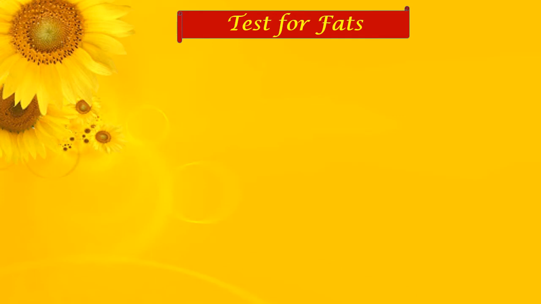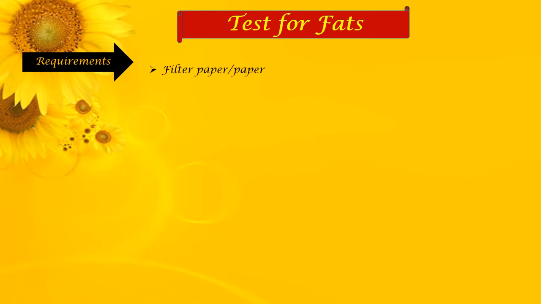Let us see the test for fats. So we can identify whether food particles contain fats or not. The requirements are very simple: filter paper or a normal paper, and a food sample. Food sample, in the sense that we saw some examples of food items that contain fats. You can take any one food sample like butter or ghee. That is a very simple thing that will always be in the kitchen.